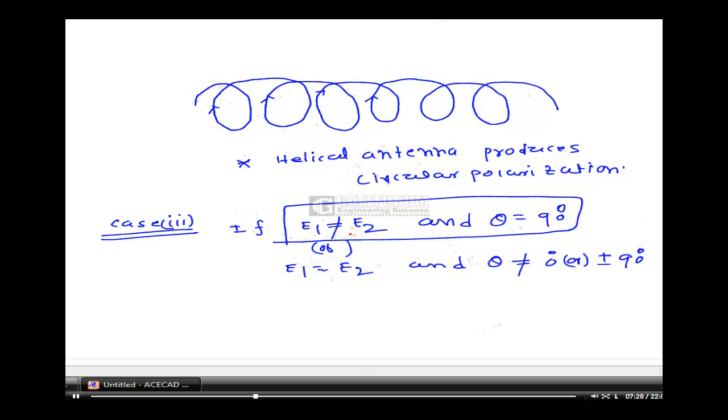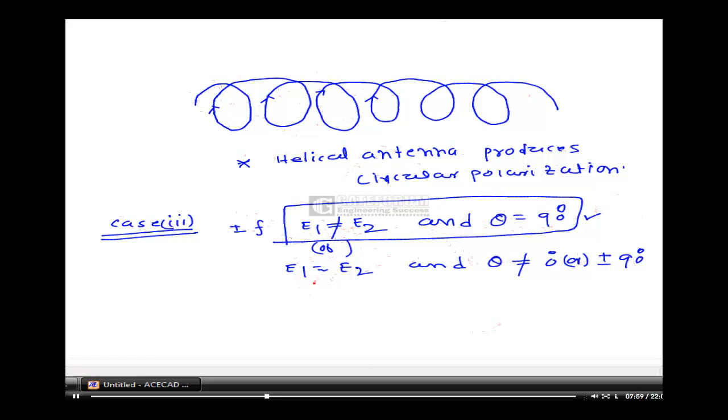So already we discussed linear polarization and circular polarization. E1 is not equal to E2 means the only possibility is linear polarization only, because in linear polarization amplitude is independent. So E1 is not equal to E2 and theta is equal to 90 degrees here. But for linear polarization theta is equal to 0 or 180 degrees. So this is a different case from linear.